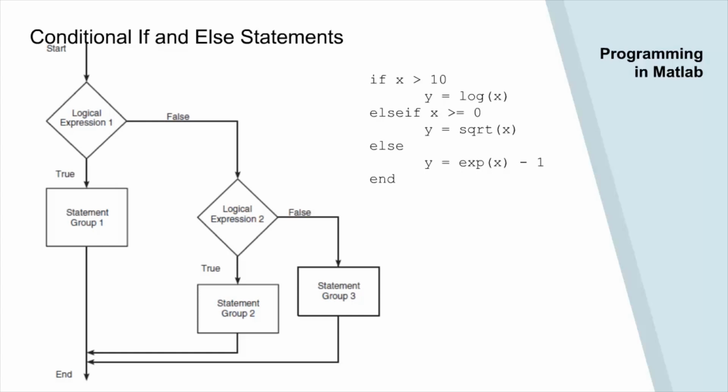So the code for it is written here. We have x greater than 10, so y is log of x. Else if x greater than equal to 0, that makes the range between 0 and 10. For that we have y as square root of x, and for all the other negative values of x, we have y as e raised to x minus 1. Decision structures can be nested. They may be nested, that is, one structure can contain another structure, which in turn can contain another, and so on. Indentation is used to emphasize the statement groups associated with each end statement.